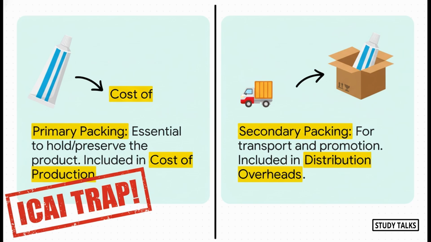Now, secondary packing is the extra stuff, like the little cardboard box that the toothpaste tube goes into. That's for transportation, marketing, or storage. That is not part of the cost of production. It's a distribution overhead, which we'll see later. Getting this wrong is an easy way to lose marks, so please lock this distinction in your mind.